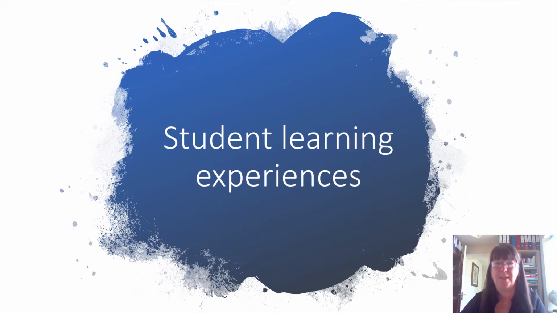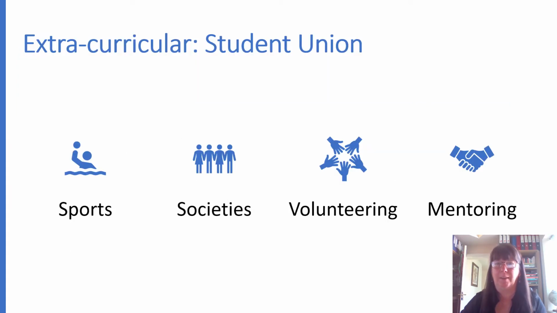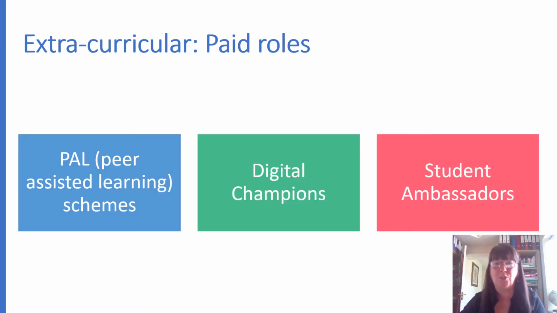First of all, I want to consider what kinds of student learning experiences are available outside of teaching and learning. So typically we might talk about co-curricular versus extracurricular activities, and generally speaking the co-curricular are aligned with the formal learning experience, whilst the extracurricular are things that happen outside of academic learning. So for example, extracurricular might be aligned with the student union, so things like sports, societies, volunteering and mentoring.